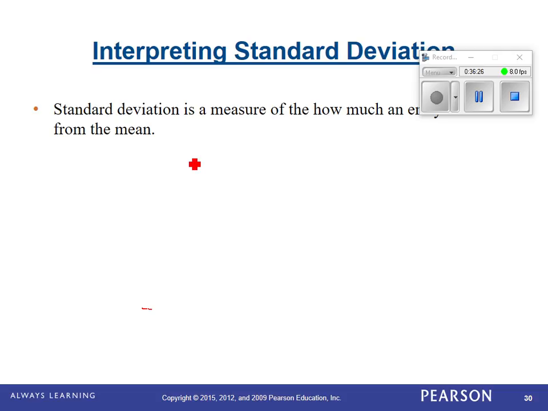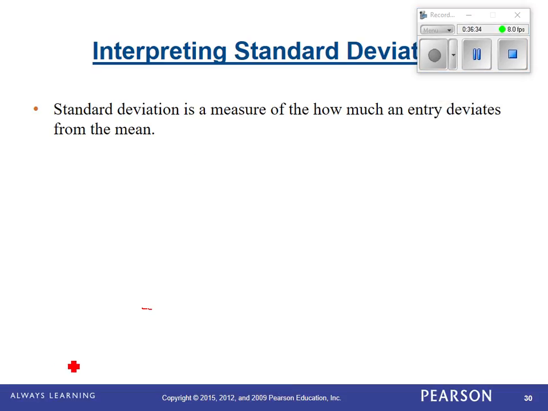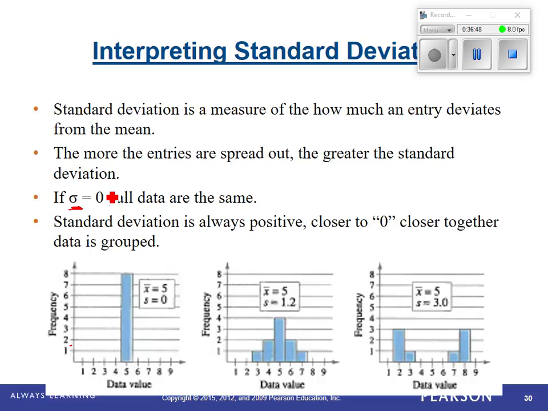All right, interpreting standard deviation. Standard deviation is a measure of how much an entry deviates from the mean. The more the entries are spread out, the greater the standard deviation. We talked about that on the last slide. If S is 0, then that means all the data is the same. Standard deviation is always positive. The closer to 0, the closer together the data is grouped. The farther from 0 standard deviation is, the more spread out the data is.